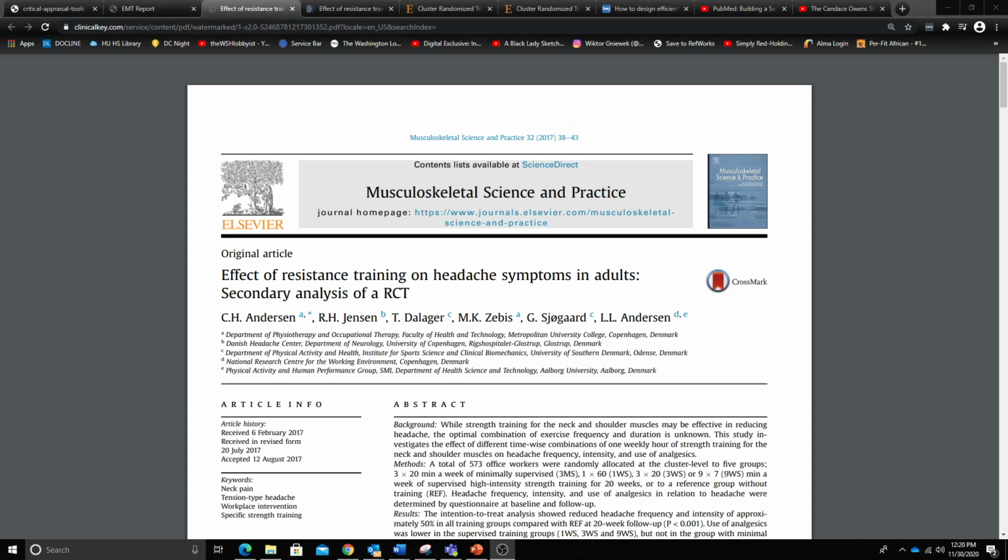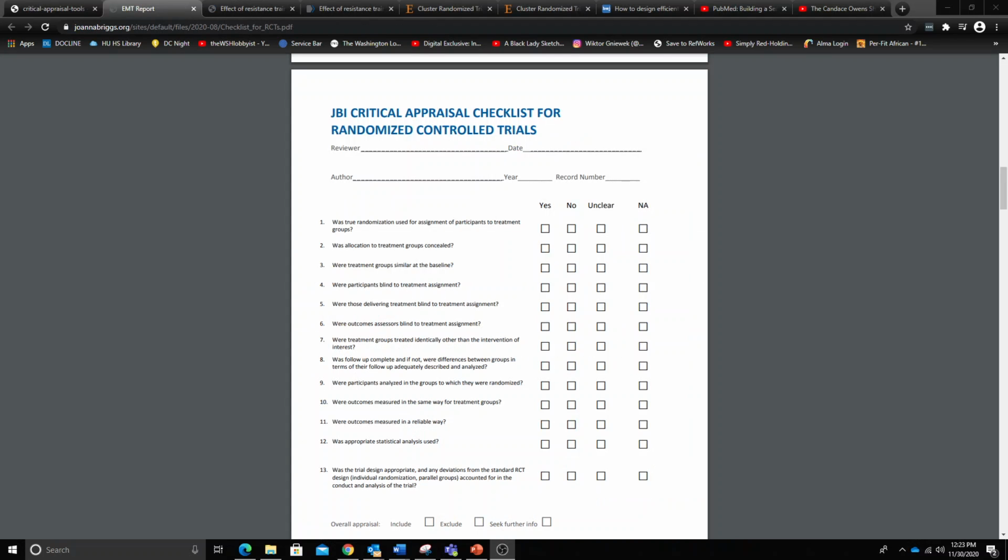For my example literature, I'm going to be using a research paper called The Effect of Resistance Training on Headache Symptoms in Adults: Secondary analysis of an RCT. To help you get a feel for cross-examining research papers, I'm going to lead you through question 1. Question 1 is asking, was true randomization used for assignment of participants to treatment groups?